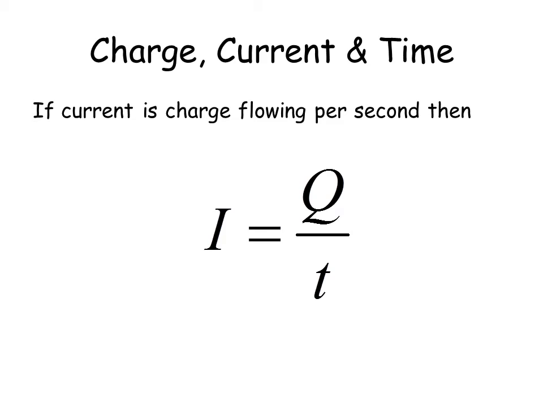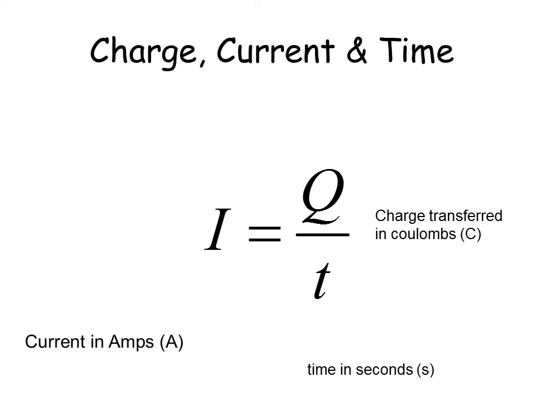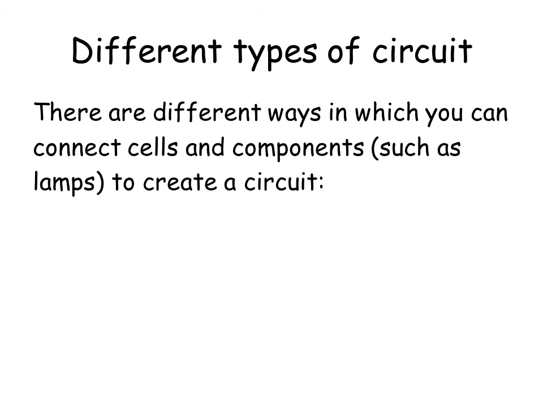I is the symbol of current, Q is the symbol of charge, T is the symbol of time. Current is measured in amperes, time in seconds, and charge is transferred in coulombs. So 1 ampere is defined as when 1 coulomb of charge is transferred in 1 second.